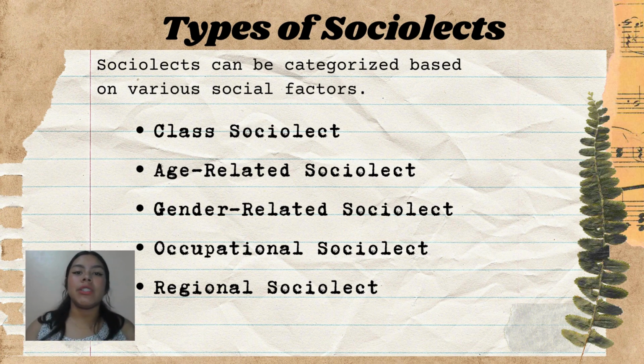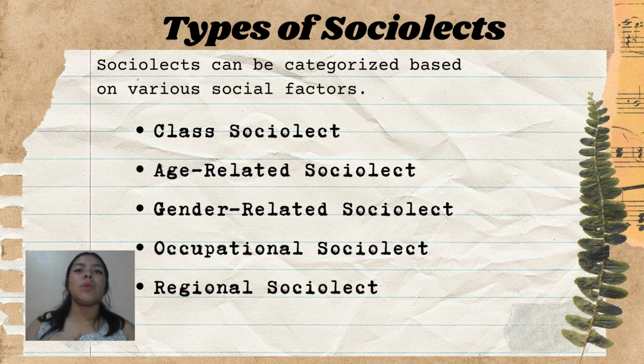The next one is the occupational sociolect, the professional sociolect. It is the language used by members of a specific profession, such as legal or medical jargon. And so it becomes no surprise that your job has a pretty strong impact on the way you speak.